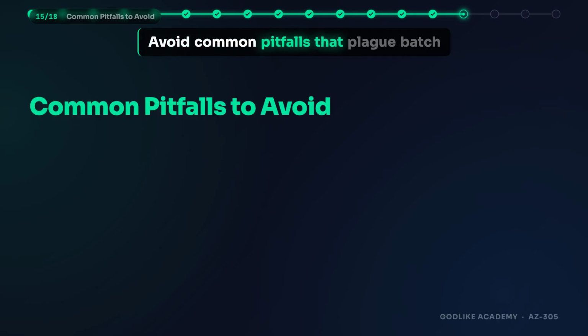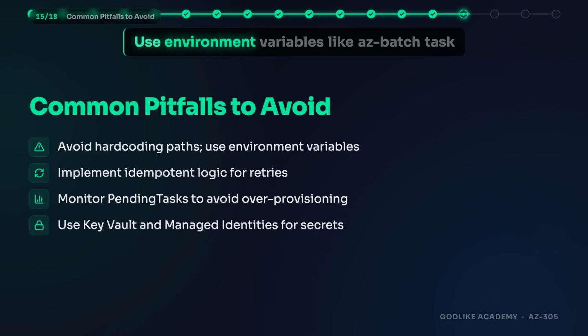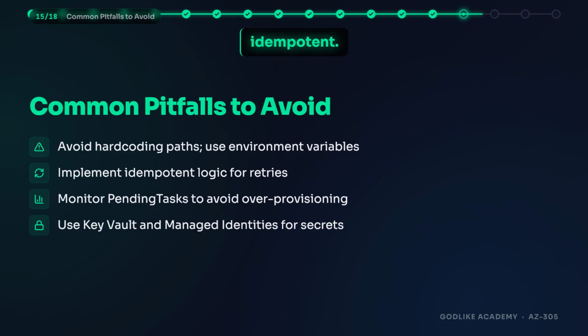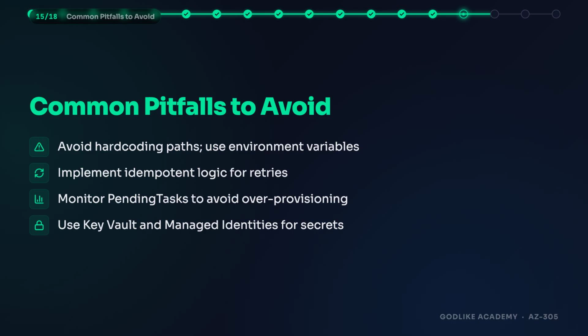Avoid common pitfalls that plague batch solutions. Never hardcode paths. Use environment variables like AZ_BATCH_TASK_WORKING_DIR to locate files dynamically across different node configurations. Ignore failure handling at your own risk, and always ensure tasks are idempotent. Finally, monitor pending tasks metrics to prevent overprovisioning nodes when the queue is empty, which directly wastes budget during low-traffic maintenance windows.